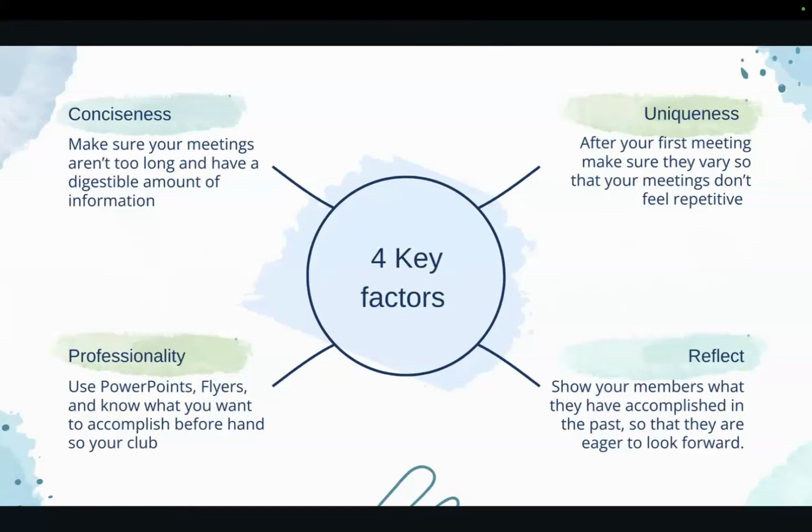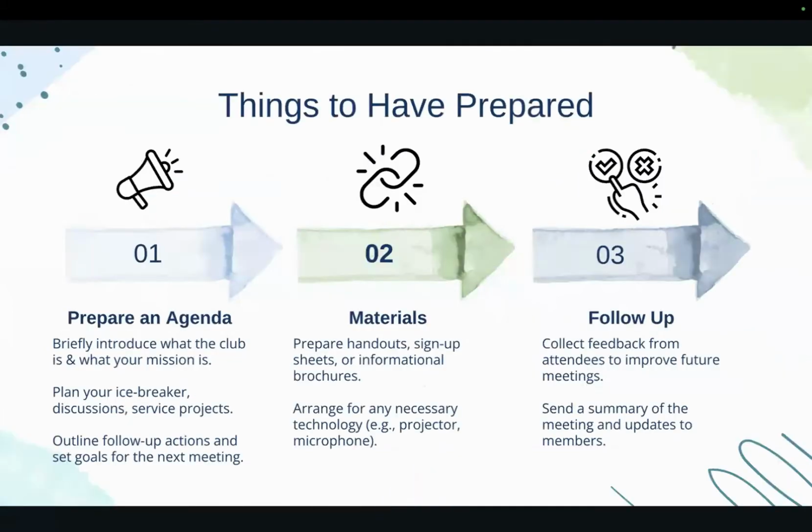Reflect: show your members what they have accomplished in the past so they are eager to look forward. You can have an award ceremony at the end of the school year. You don't have to buy huge awards. I know at Dollar Tree they sell little awards, and you can do Key Club Member of the Year, Key Club Board Officer of the Year, something like that. They'll see that their hard work really does pay off and they're not wasting their time. Next slide.